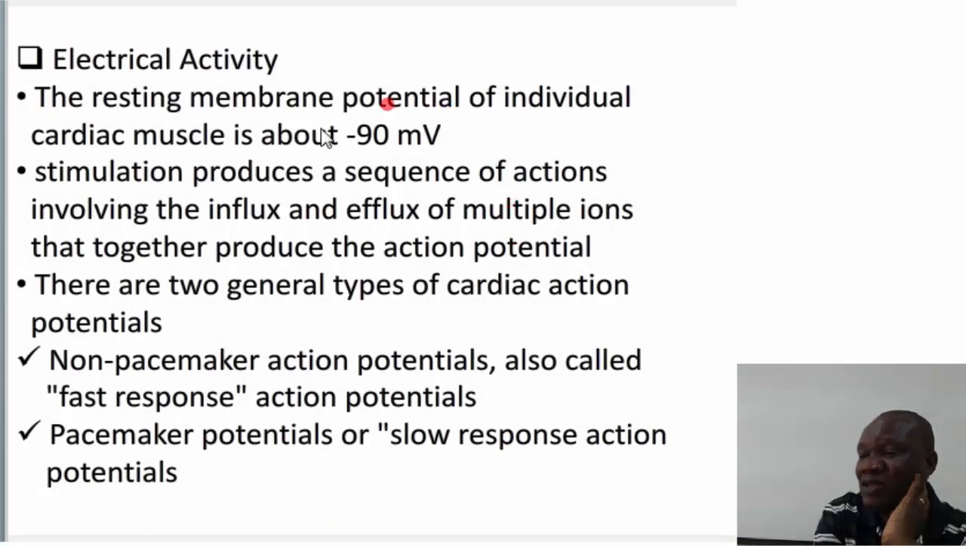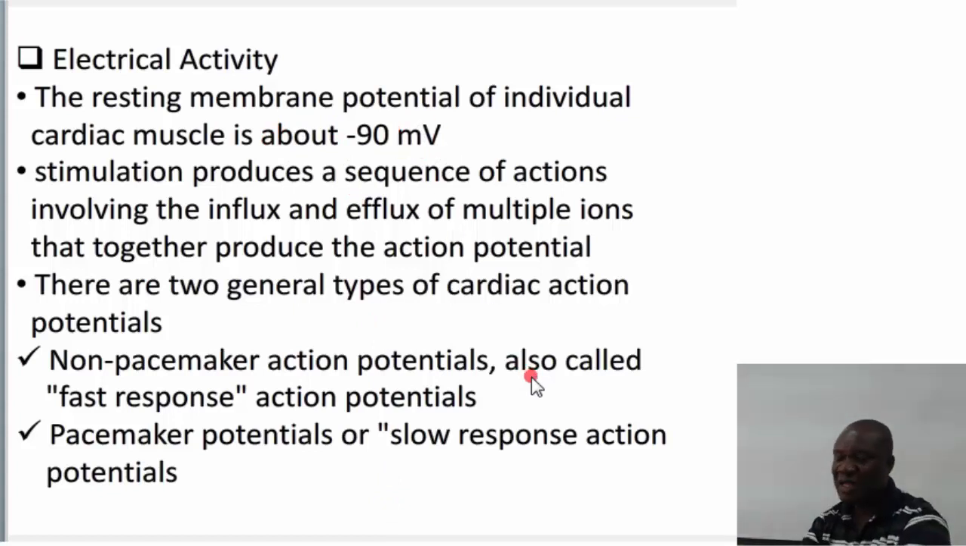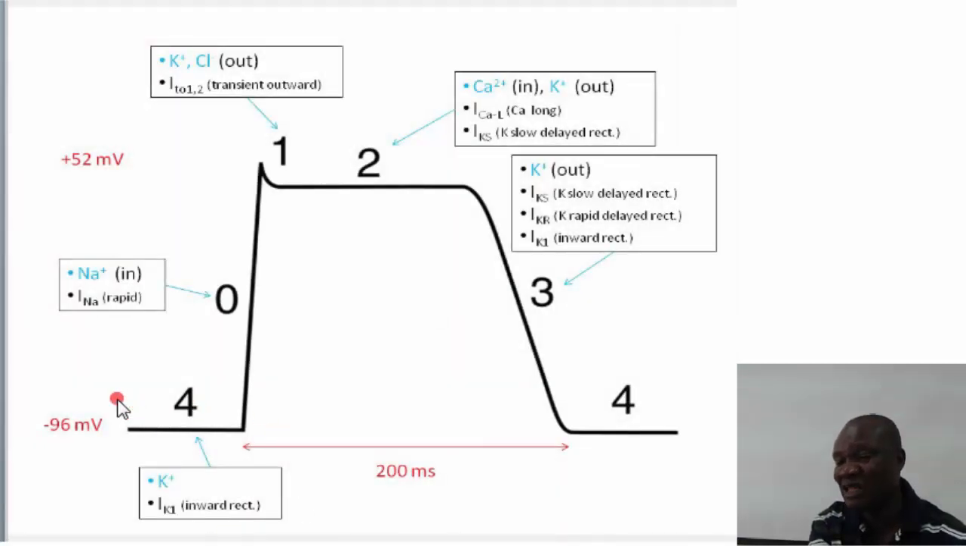Next, we look at the electrical activity of the cardiac muscle. The resting membrane potential of the cardiac muscle is about -90 millivolts. The action potential of the cardiac muscle is different from that of the neuron or the skeletal muscle. There are two general types. You have the non-pacemaker action potential and the pacemaker action potential. The non-pacemaker potential is like this.